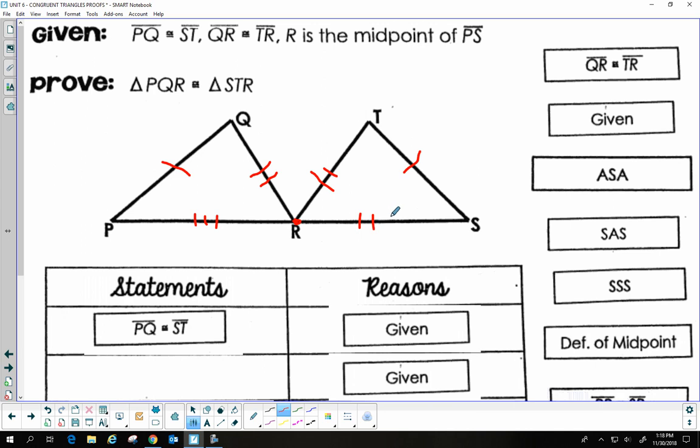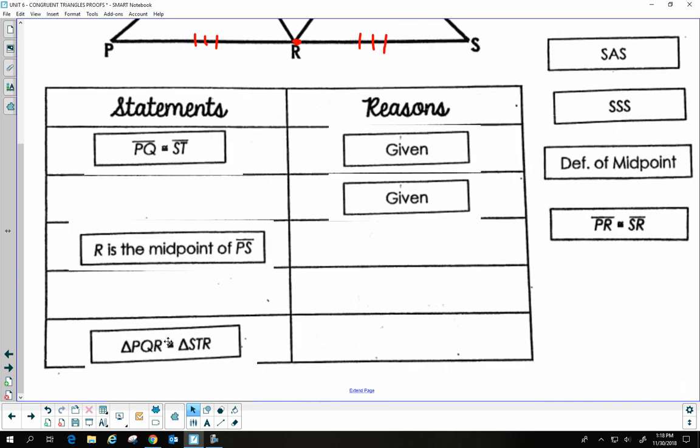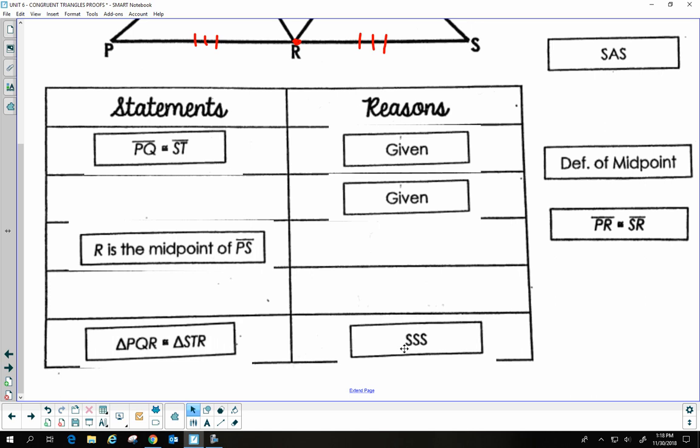So if you've taken the given information and marked the picture up like I have, you can see it looks similar to something we've been working on. It looks like we have three pairs of congruent sides. And so my goal would be to prove these two triangles are congruent by side, side, side. So we're already able to start filling in this proof. I know at the end of this, when I say these two triangles are congruent, I want them to be congruent by side, side, side.